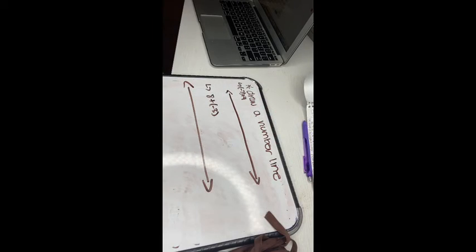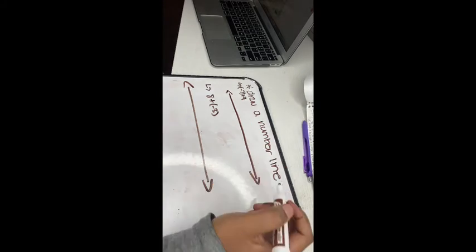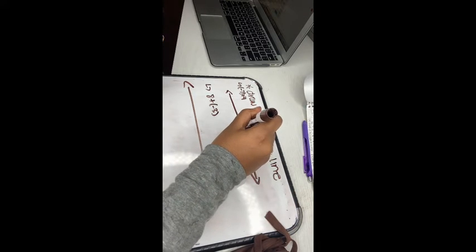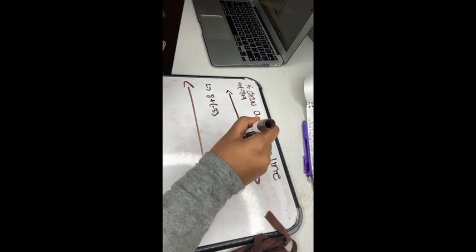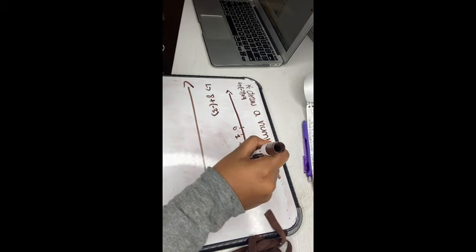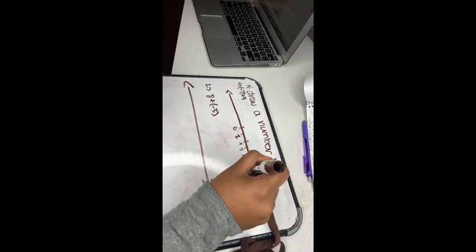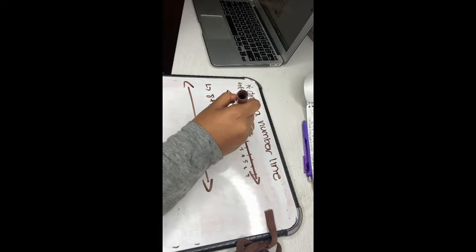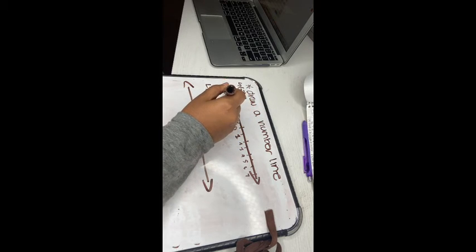Number lines are really easy, with visual learning, for adding and subtracting integers when you're first starting to learn. So we draw a number line. For the first one, it is negative 7 plus 4. So we have 0, 1, 2, 3, 4, 5, 6, 7. Then we have negative 1, negative 2, negative 3, negative 4, negative 5, negative 6, negative 7.